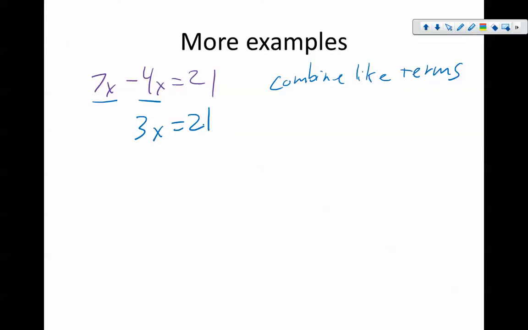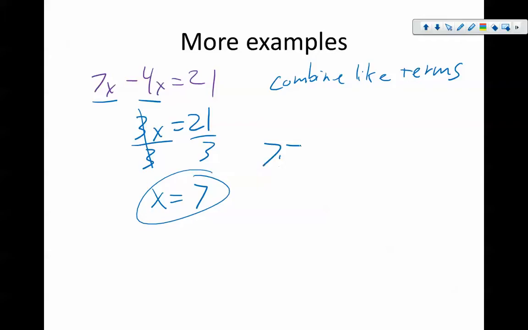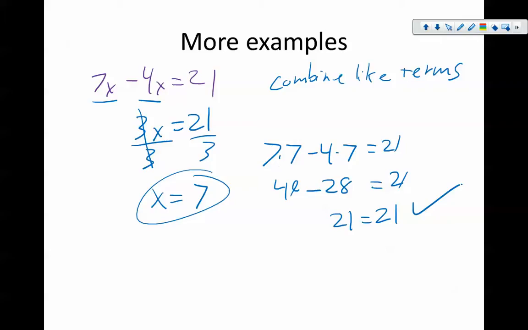We're going to undo this. This is 3 times x, so I'm going to undo it by dividing by 3. I do that to both sides. 3's cancel, leaving x equals 7. And again, we can check to see if this is the correct answer. 7 times 7 minus 4 times 7. That's 49 minus 28, which does, in fact, equal 21. So it checks out. It is the correct answer.